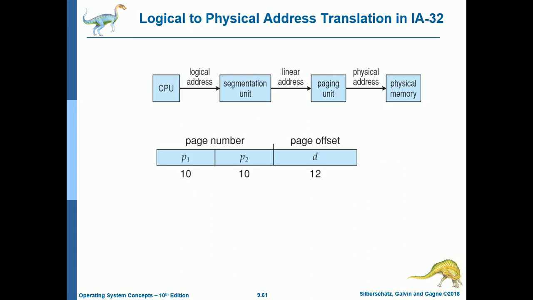Okay, next we have logical to physical address translation in IA32. The CPU generates the logical address, which undergoes processing in the segmentation unit and produces the linear address. That then goes through the paging unit, which produces the physical address, the corresponding address in physical memory.